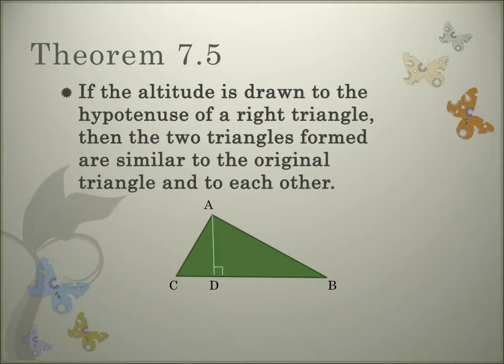Here is the first theorem of section 3. It doesn't have a name. Again, the number is not important to us. What's important is what it says. And I'm going to explain all of these words momentarily after you guys fill in what it says. So it says, if the altitude is drawn to the hypotenuse of the right triangle, then the two triangles formed are similar to the original triangle and to each other. Now, one thing that's important here is this original triangle needs to be a right triangle. So here is my original triangle.